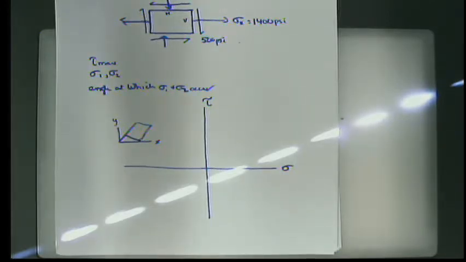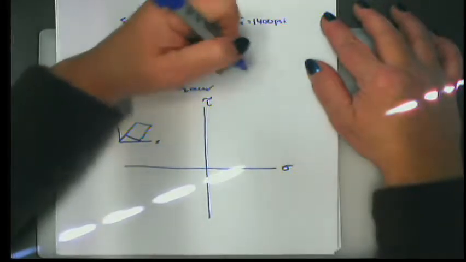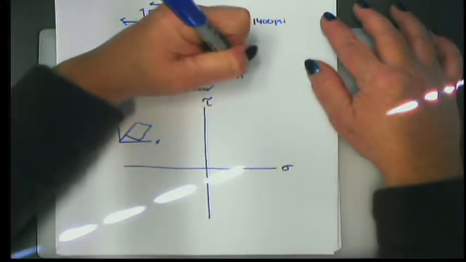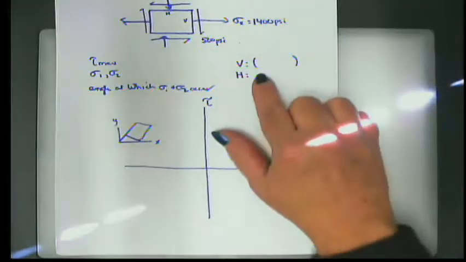Okay, so the first thing we need to do, Mr. Bailey always says to write the coordinates for the V face and the H face, which I will write them down, but the first math I'm going to do is to find the center of the circle and the radius of the circle. Okay, let's go ahead and write my V face coordinates and my H face coordinates. Those coordinates are going to be in the form of sigma, tau.